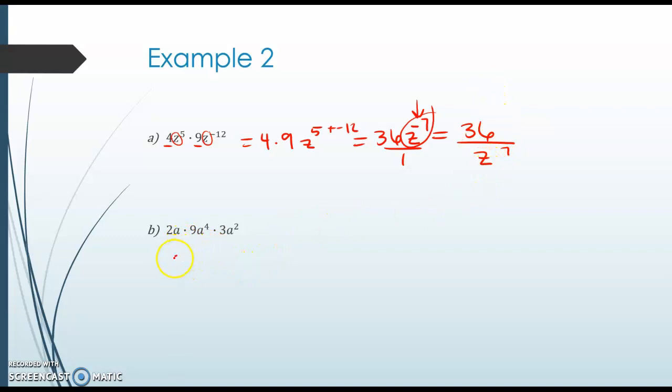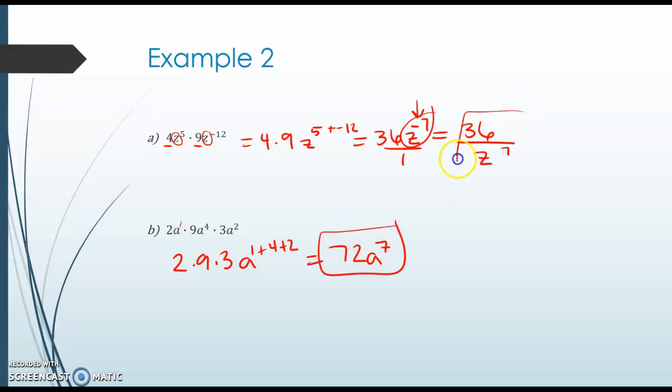So same thing here. I'm going to take 2 times 9 times 3, and then a. Now, the difference here is this a doesn't have an exponent, but it has the invisible 1 for its exponent. Because if it was a 0, it would equal 1. Since it's an a there, there has to be at least one a. So we have 1 plus 4 plus 2. So then 2 times 3 is 6. 6 times 9 is 72. And then a to the 1 plus 4 is 5, plus 2 is 7. 72a to the 7th. And those are our answers for example 2.